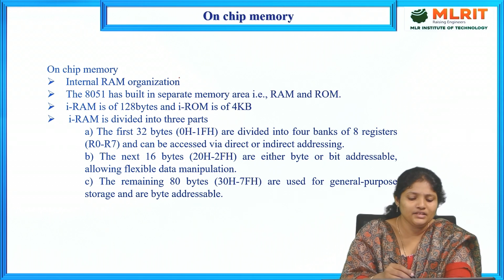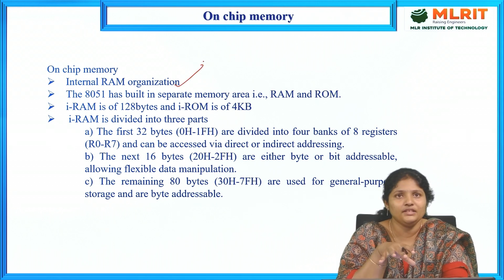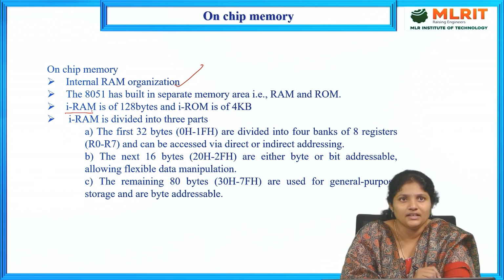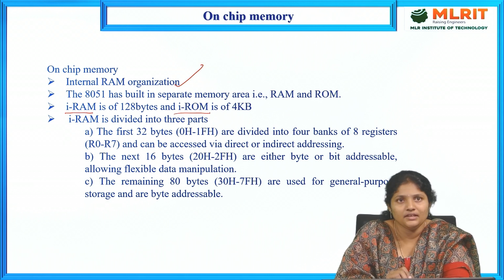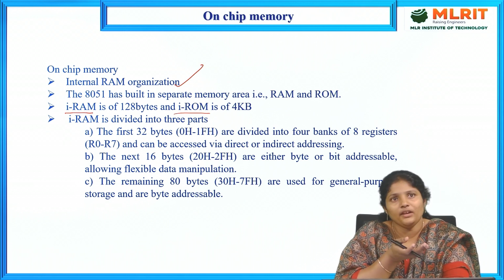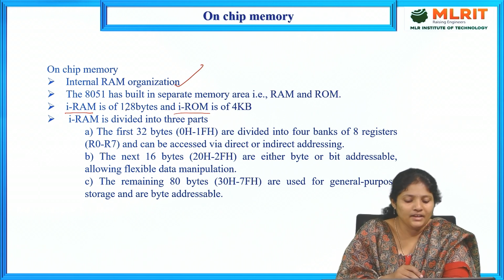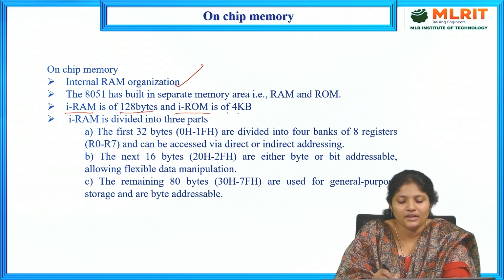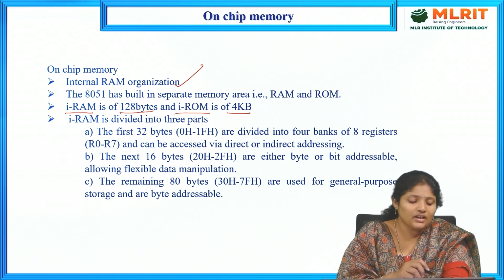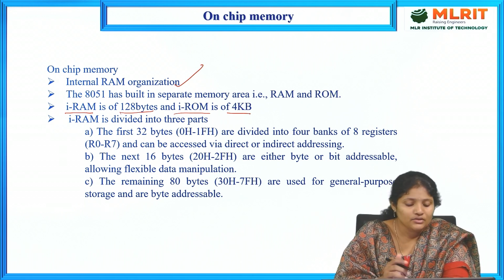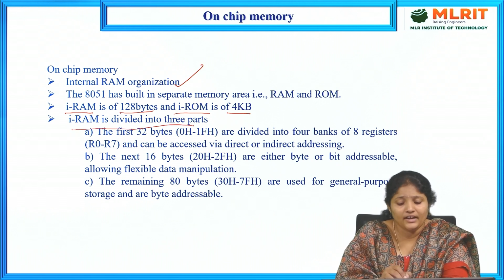So here is the internal RAM organization of 8051. It has inbuilt IRAM, meaning internal RAM, and IROM, meaning internal ROM. You can also call them on-chip RAM and on-chip ROM. For the external memory, you can call them off-chip ROM and off-chip RAM. Here IRAM is of 128 bytes and IROM is of 4 kilobytes. Coming to the memory organization, this IRAM is divided into 3 parts.